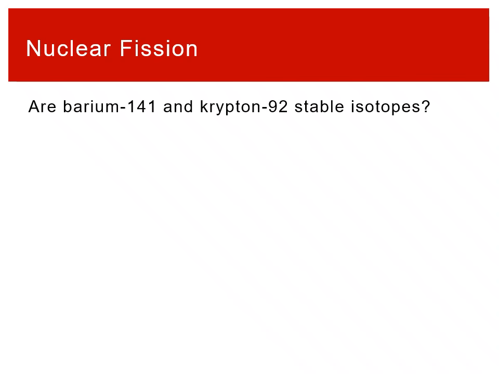So one of the other things to think about is the products of nuclear fission. We know we don't make pollution in the sense of air pollution or anything like that. We do have barium-141 and krypton-92 that are the fission daughter products, right? We have daughter isotopes. Are these things stable? Right? What are they going to do?